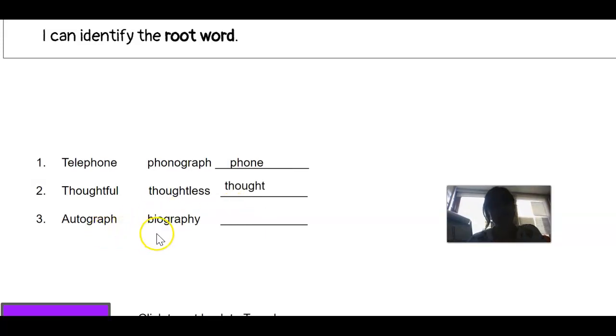And our last two related words, autograph and biography. This one's a little trickier. What root word do these related words have in common? Graph.